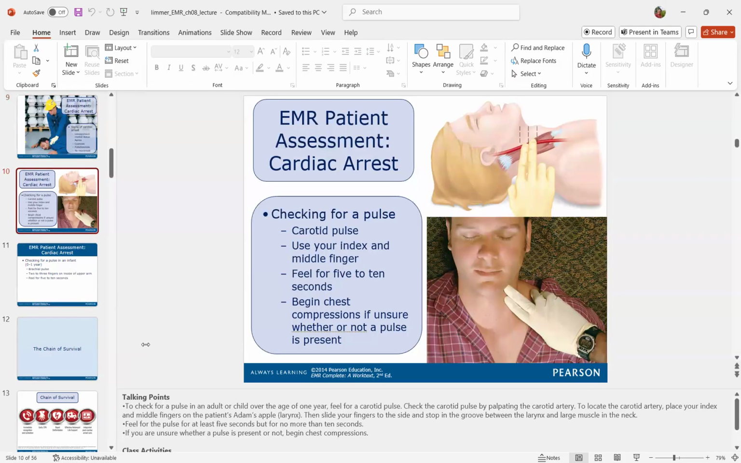So we're going to check a pulse in an adult and child. If the child's over the age of 1, we're always going to feel for a carotid pulse at the neck in these situations. So if you have an unresponsive patient, we go to the carotid pulse. If you have a responsive patient, we go to a more distal pulse, like the radial at the arm. We check the carotid pulse by palpating the carotid artery. We locate it by placing our index and middle fingers at the Adam's apple or the trachea in the middle, and just slide to one side and push up into that neck muscle. You'll feel it pretty quickly. We're going to feel for the pulse for at least 5 seconds, but no more than 10. If we're unsure whether a pulse is present or not, we're going to start chest compressions.